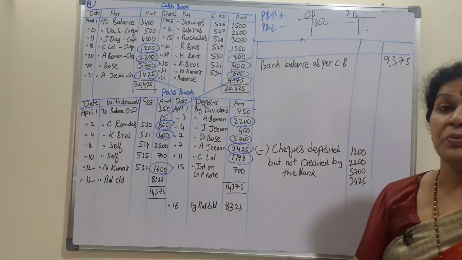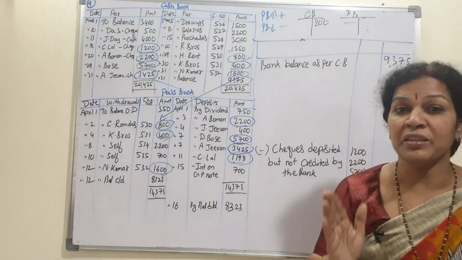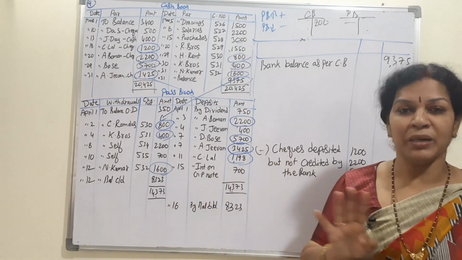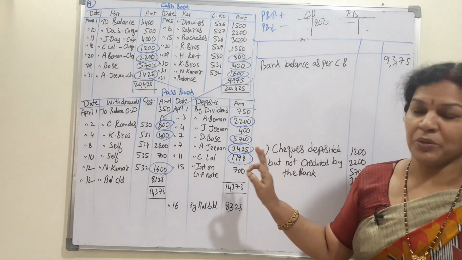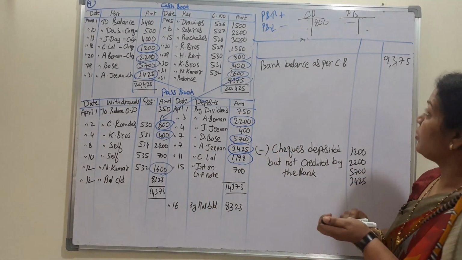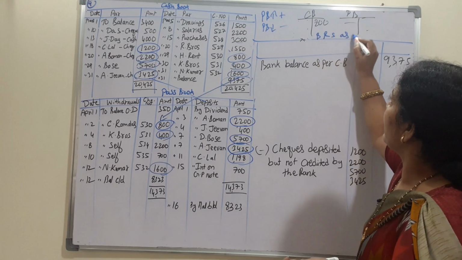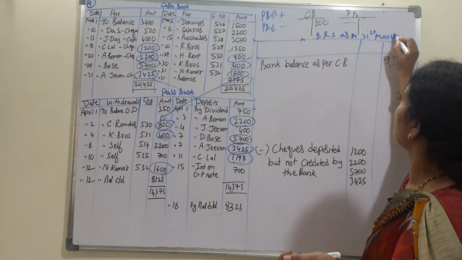These three checks we have issued but not presented for payment in the month of March. So that is why you are finding it in the April month. But we are preparing this BRS as on March month only. So you can write here BRS as on 31st March, year is not given, that's all.